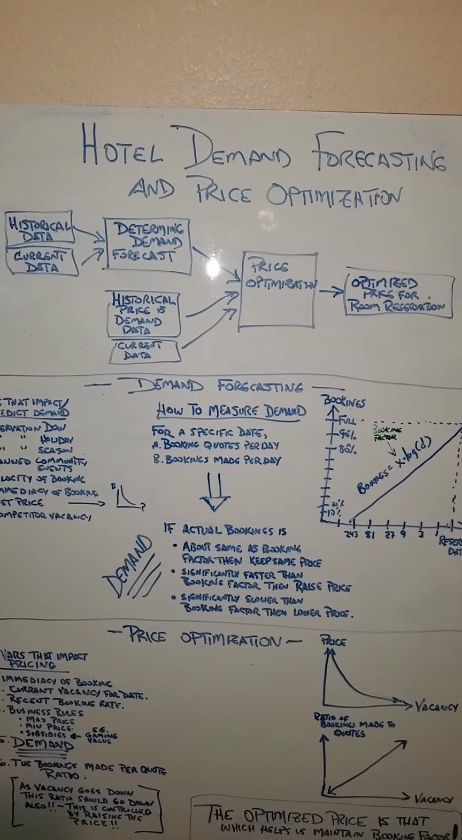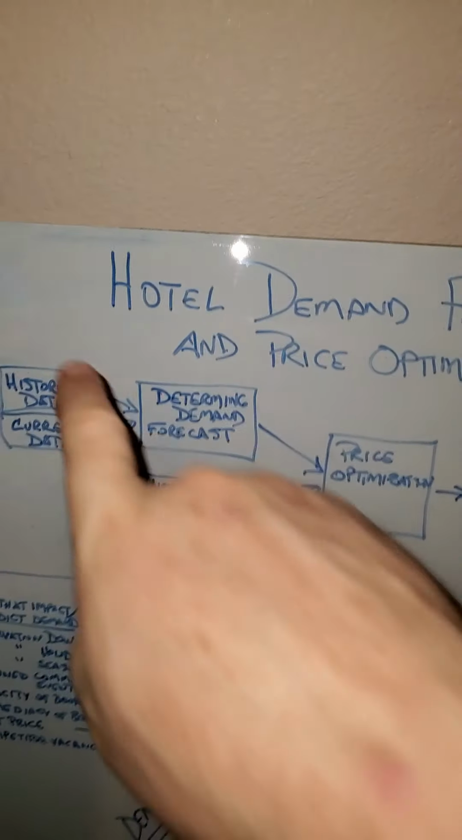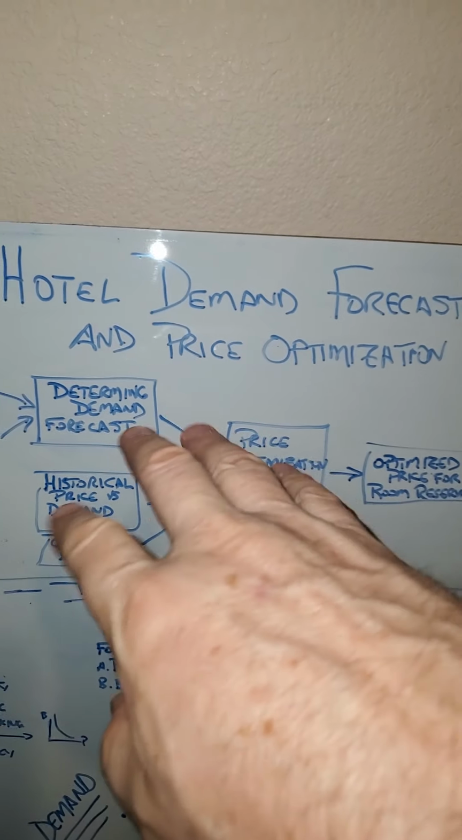Just so you know, I've put together a whiteboard of how I want to approach this, and I want to get your opinion on it. Hold on. Okay, here's my whiteboard. Let's start at the top. The title is Hotel Demand Forecasting and Price Optimization. It's actually two separate parts.